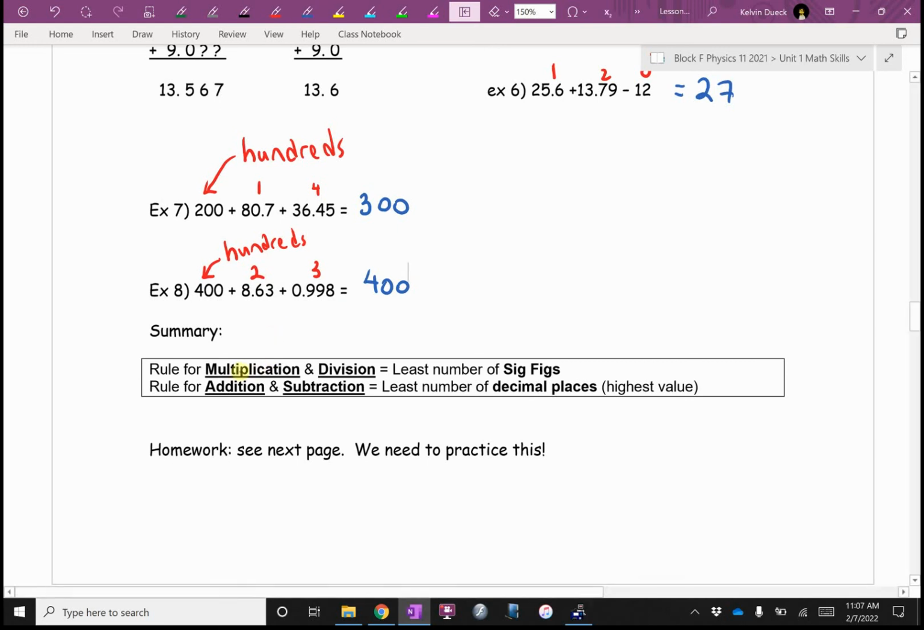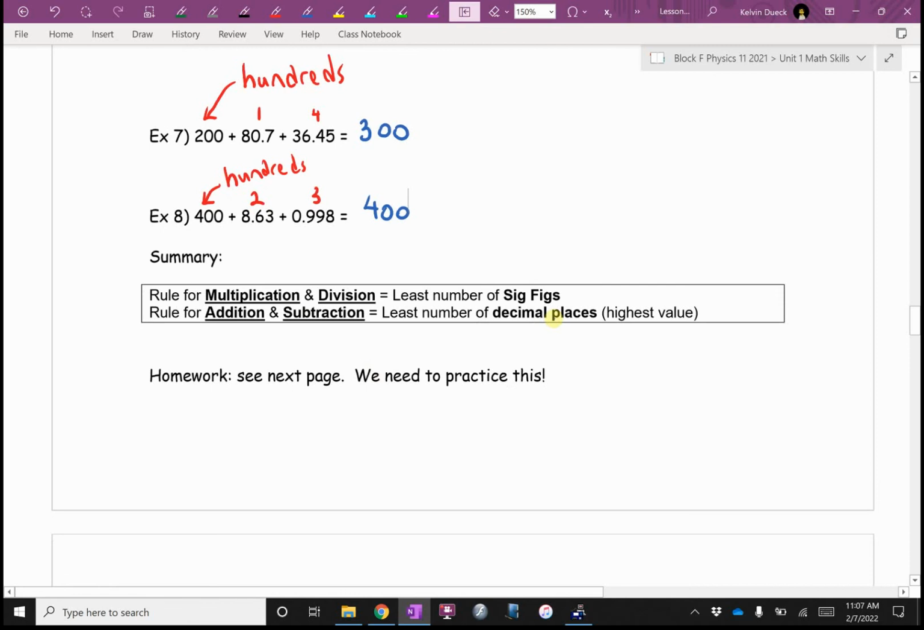So if you want a summary, the rule for multiplication and division: fewest number of sig figs. Rule for addition and subtraction: least number of decimal places, or highest value column if you don't go very far. Fahim, is that okay? Colin, yeah? 7 and 8 are weird, I know.